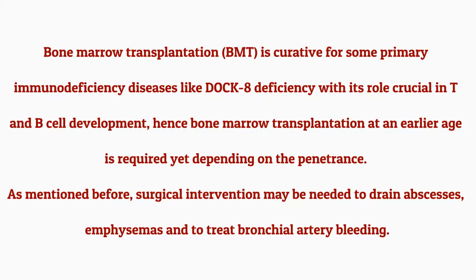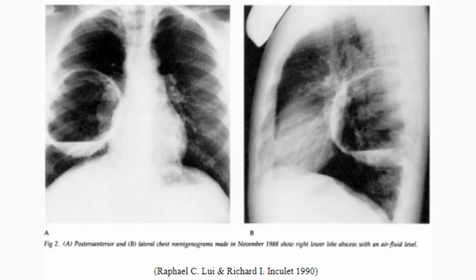Bone marrow transplantation is curative for some primary immunodeficiency diseases like DOCK8 deficiency, with its role crucial in T and B cell development. Hence, bone marrow transplantation at an earlier age is required, yet depending on the penetrance.